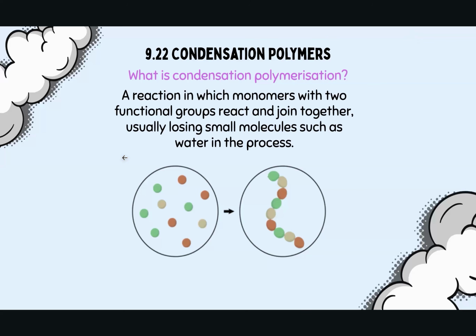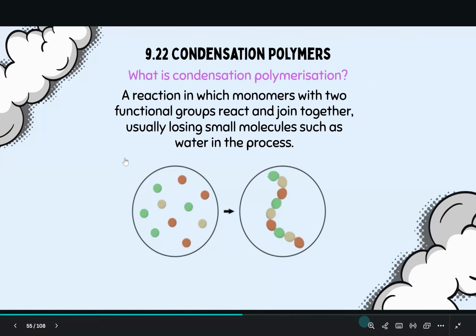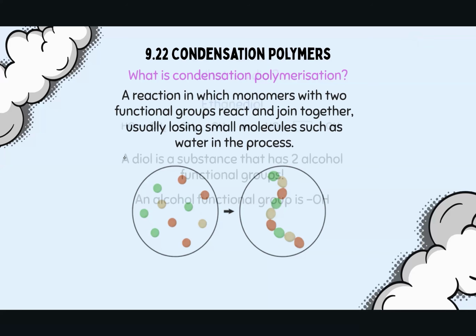So 9.2.2 condensation polymers. What is condensation polymerization? A reaction in which monomers with two functional groups react and join together. So usually losing small molecules such as water in the process. So it just means when two different monomers with different functional groups react with each other, it causes the loss of a small molecule such as water.